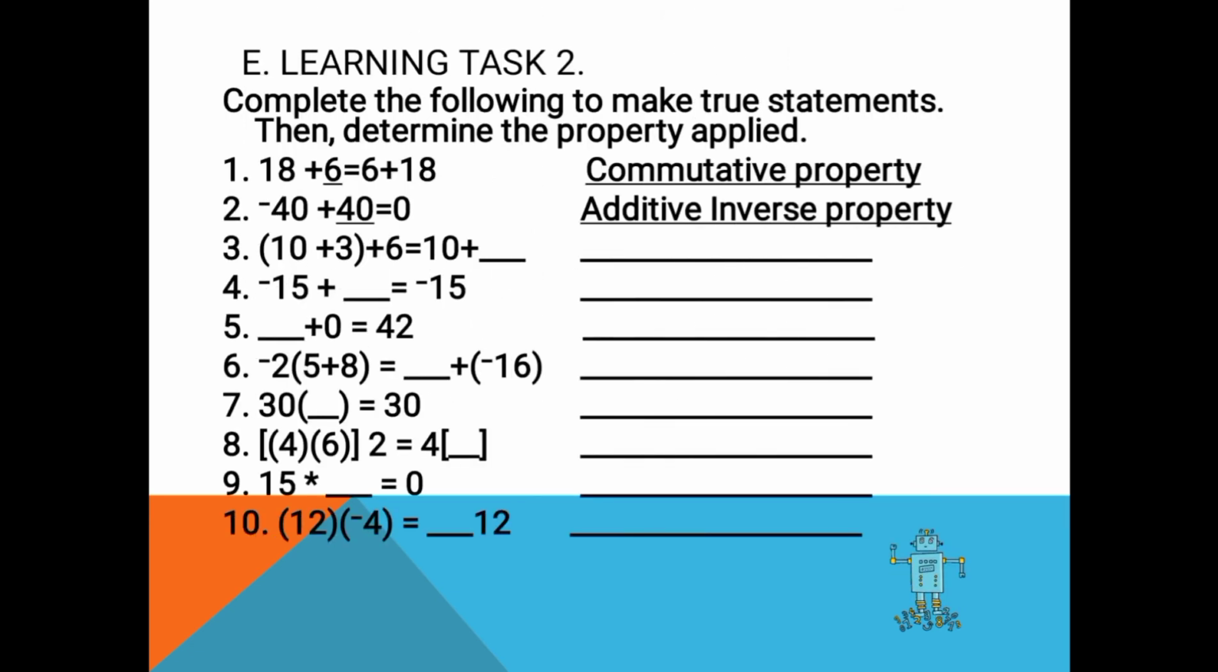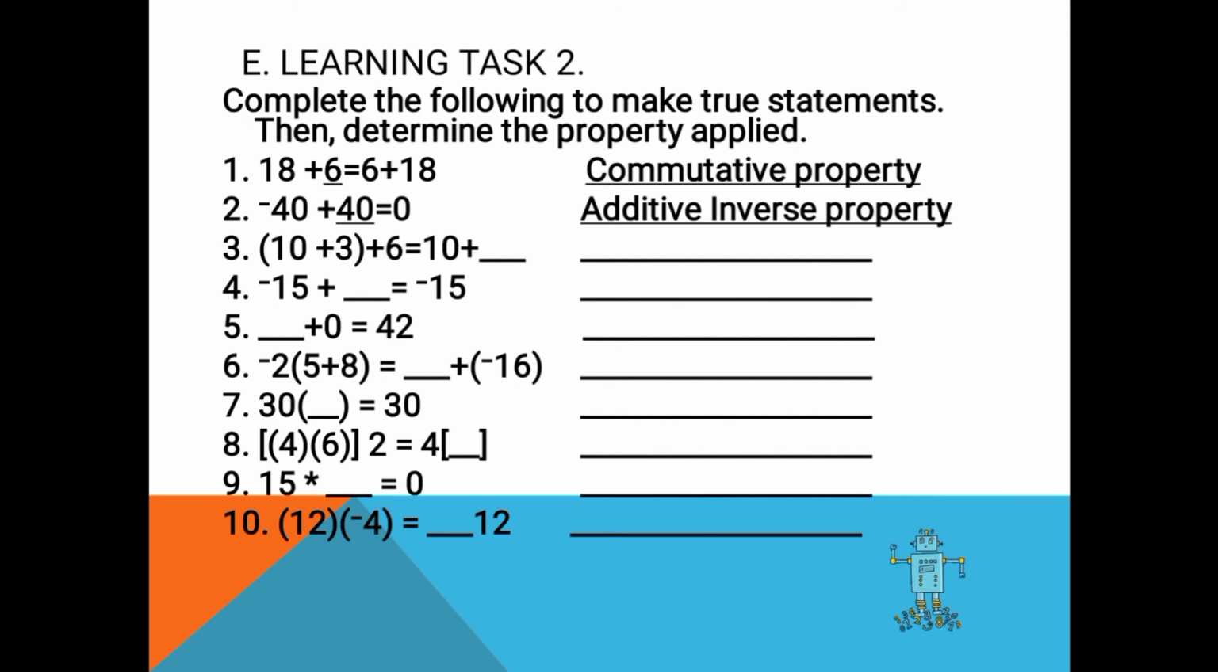Let's proceed to our modules. E-learning task 2. Complete the following to make true statements. Then determine the property applied. Number 1, 18 plus 6. So I answered that for you. That is your bonus answer. Number 1 is equal to 6 plus 18. That is what property? Commutative property of addition.